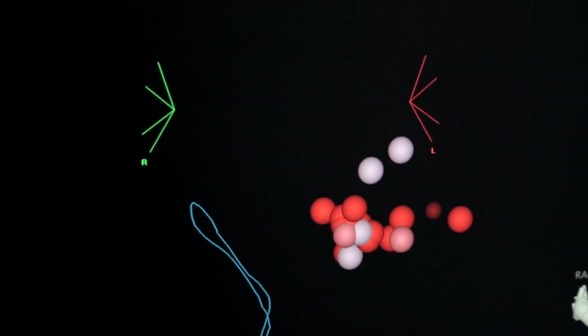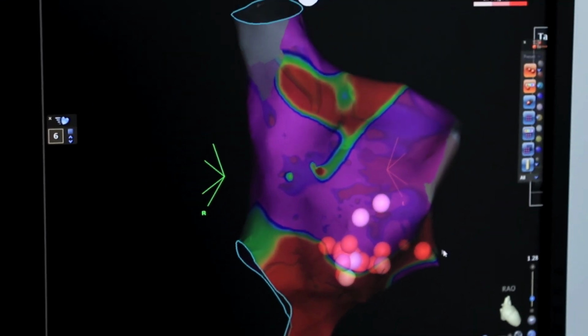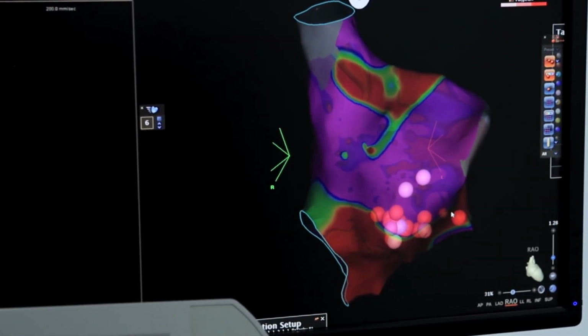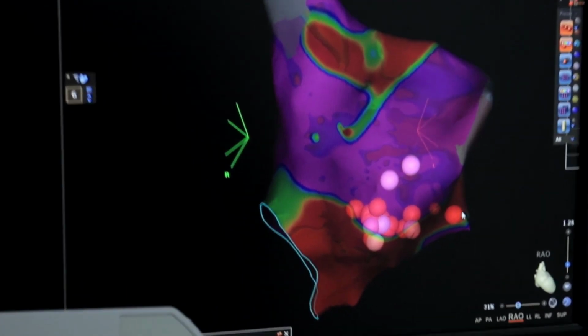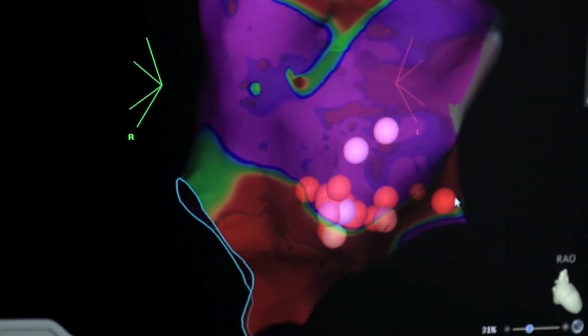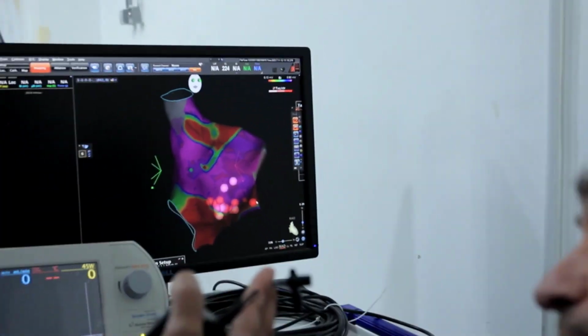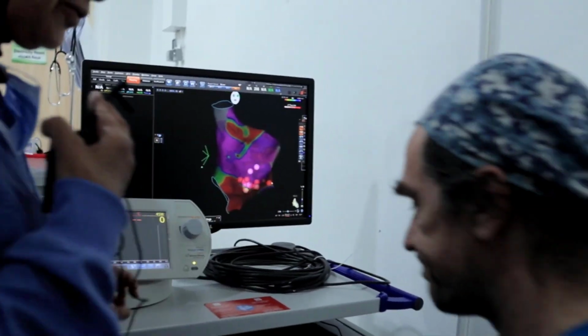This is like this, and we can make this map if you want. These are the additional ablation points. After these ones, it was very, very anterior. This is why, if you have a short curve, it's very difficult to reach the tricuspid annulus there. Okay, let's see how the patient is.